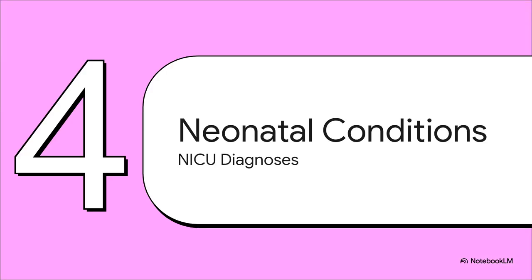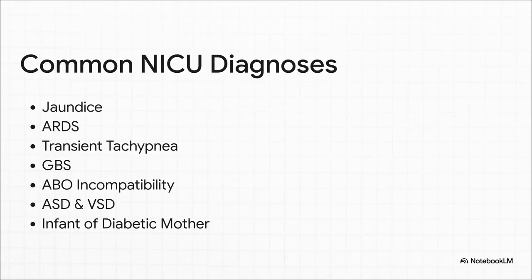Next up, Section 4, Common Neonatal Conditions. You are going to constantly encounter these conditions on inpatient NICU charts. We're talking respiratory issues like transient tachypnea of the newborn, or TTN, and acute respiratory distress syndrome. You'll see metabolic issues like neonatal jaundice, maternal exposure to group B strep, and infant of a diabetic mother, which usually means keeping a very close eye out for hypoglycemia. You'll also see congenital heart defects like atrial or ventricular septal defects. Having a really strong command of this clinical vocabulary is an absolute game changer for accurate inpatient coding.